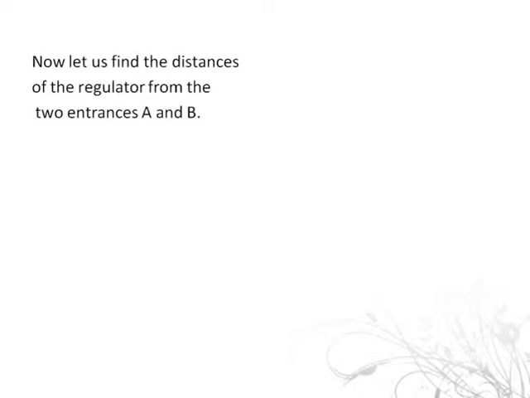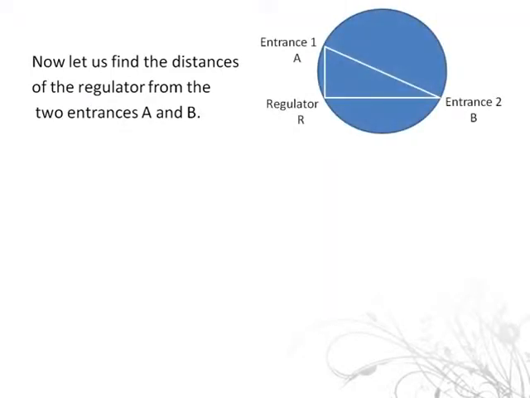Now that we know that the regulator can be placed along the perimeter of the circular pond, let us try to find the distances of the regulator from the two entrances A and B. If this is the pond, we have the first entrance A, second entrance B, and the regulator R. We want to find the distance AR and we want to find the distance RB.